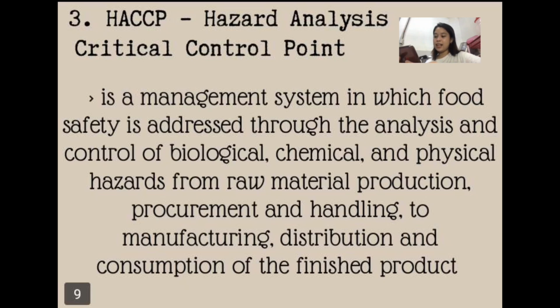So, Hazard Analysis Critical Control Point or HACCP is a management system na nagsasaad or nagbibigay ng guide para makontrol ang pagkakaroon ng biological, chemical, and physical hazard from raw material sa mga productions.